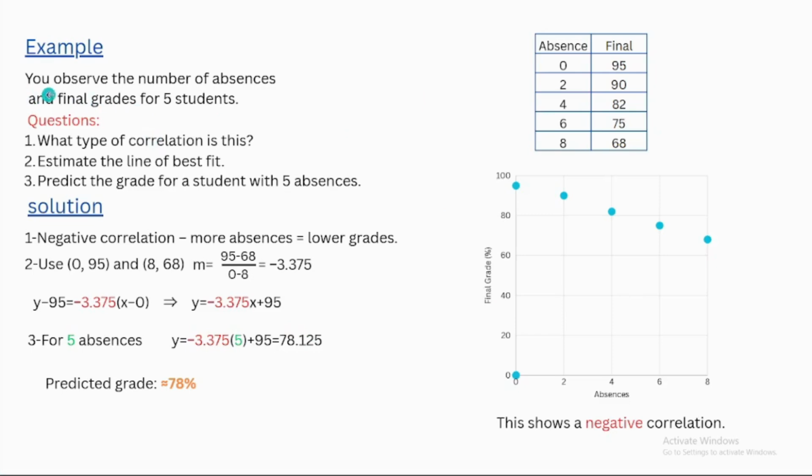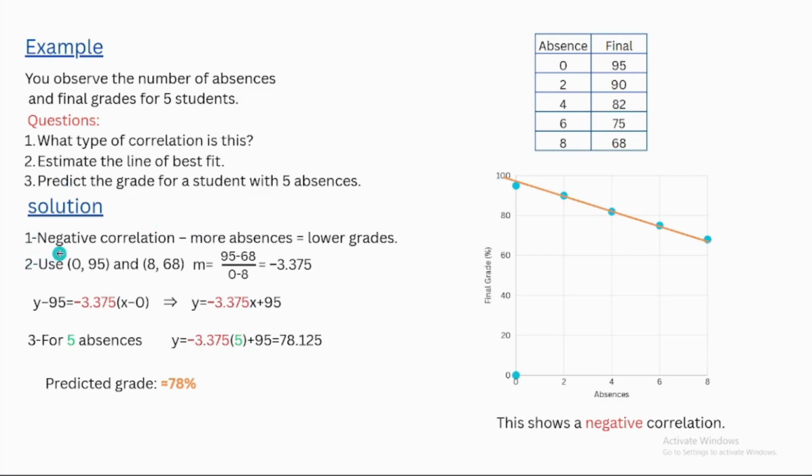In this example, you observe the number of absences and final grade of 5 students. This is the data. 0 absences and 95, the absences and the final score of students. We represent it: 0 and 95, 2 and 90, and so on. The questions: what type of correlation is this? We will draw the line of trend.